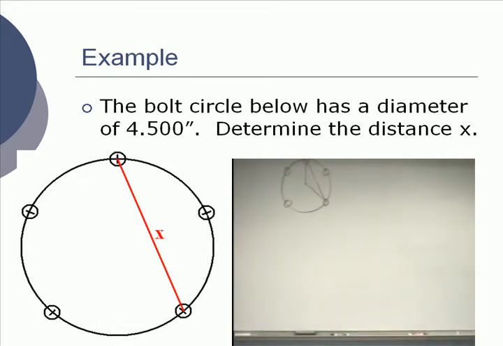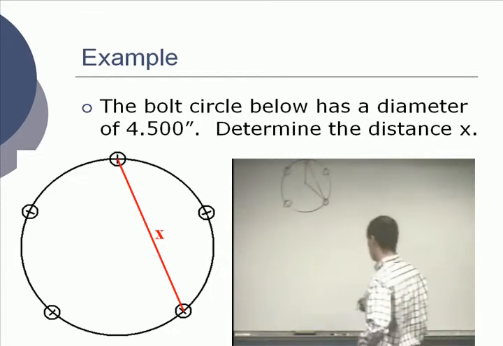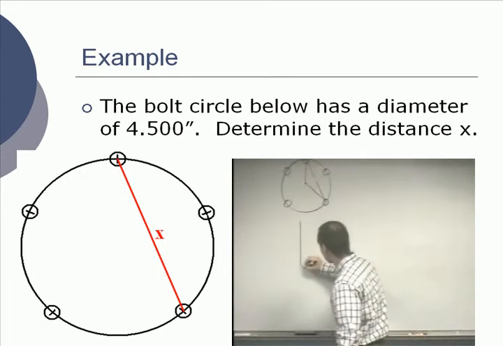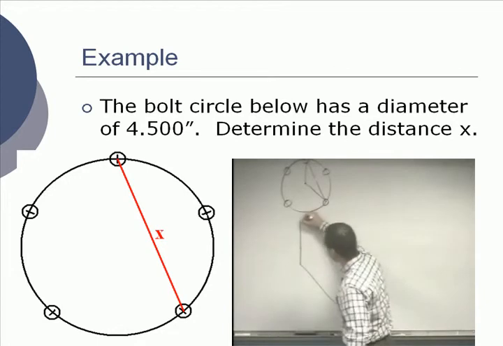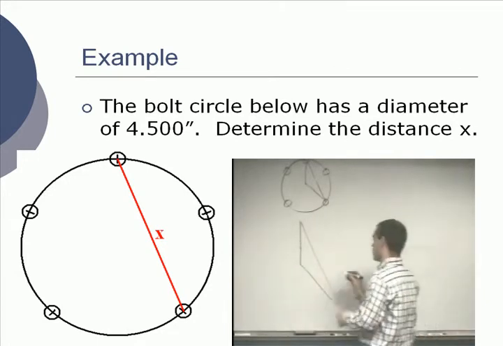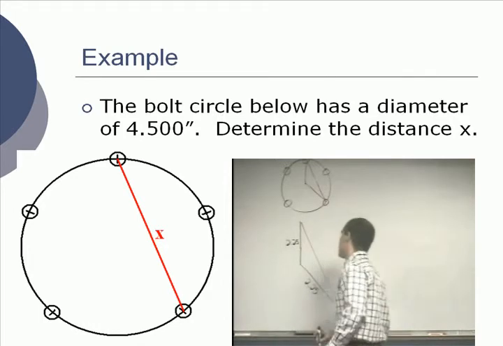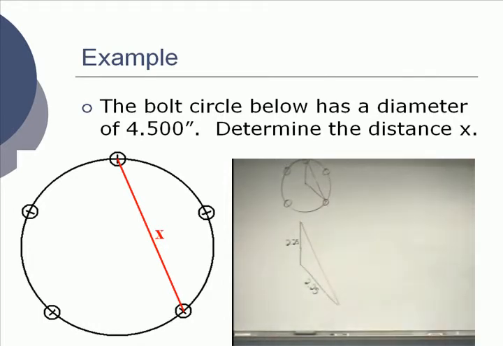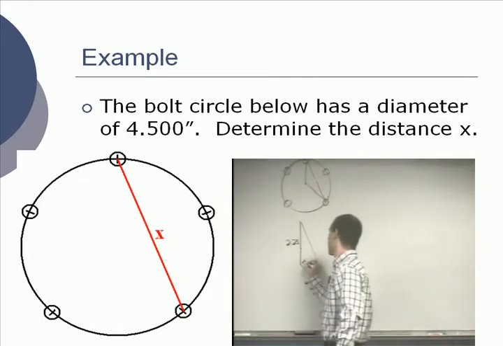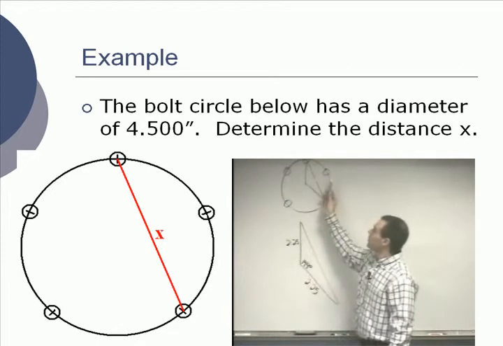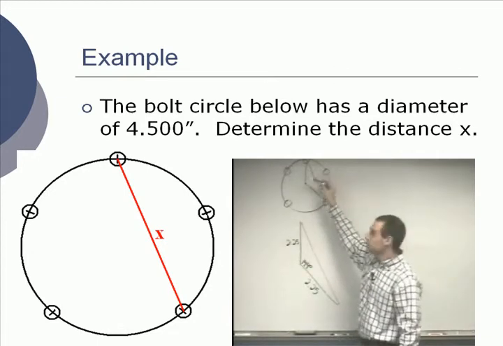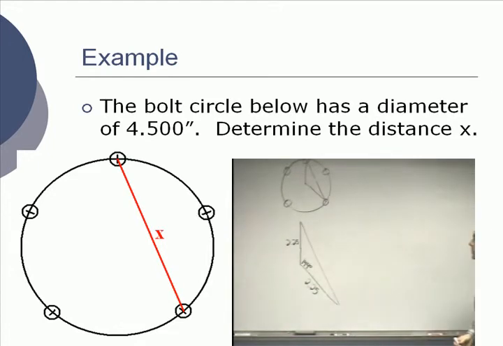We know a whole bunch of information about that triangle. Exactly, the two side lengths are radii of this circle. So the radius is 2.25. Okay, we need at least one angle. Yep, we know that that central angle is 144 degrees because 360 divided by 5 bolts means there's 72 degrees between each bolt hole. We've got 2 of them there, so that's 2 times 72, 144 degrees. Well, then we're set.